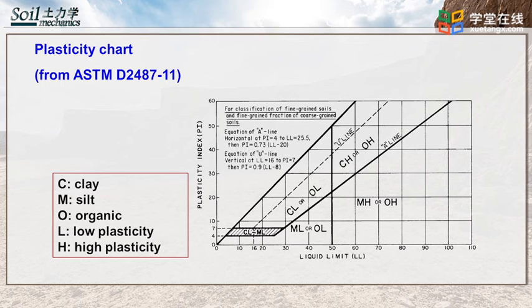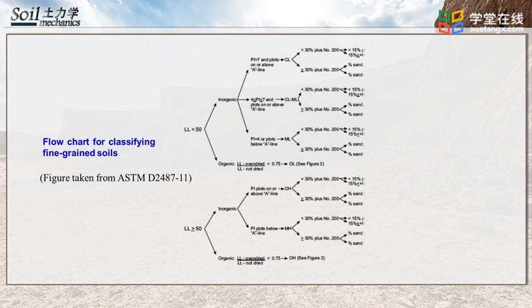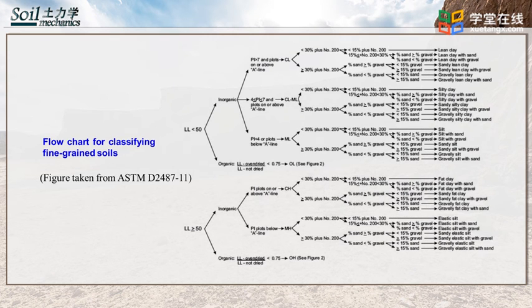Another line, called the U-line, defines the upper limit of the correlation between plasticity index and liquid limit. Detailed procedures for classifying fine-grained soil are shown in this figure. You won't have any problems using these two charts since they are very straightforward.